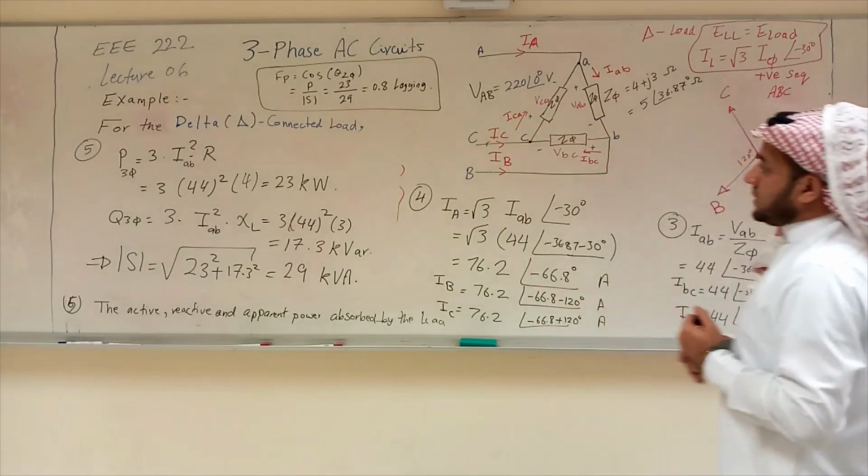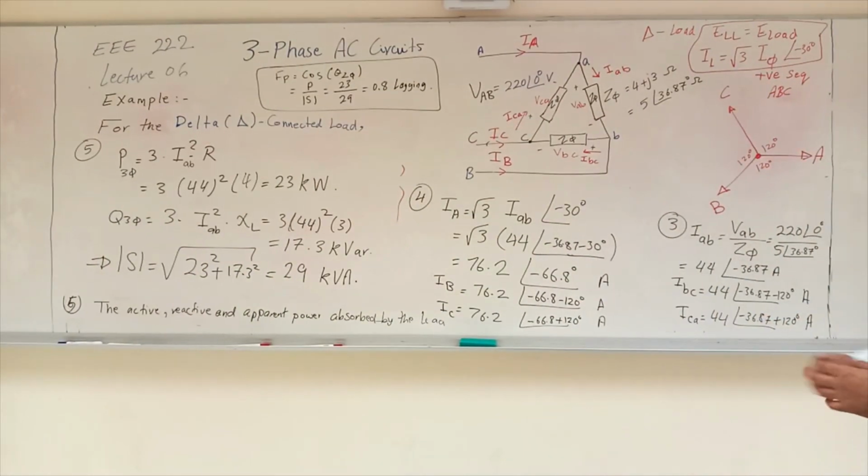So by solving this example, we reach the end of lecture number 6, which covered the basics of 3-phase AC circuits. Mainly we are interested in the load side connection, Y connected load, and delta connected load.